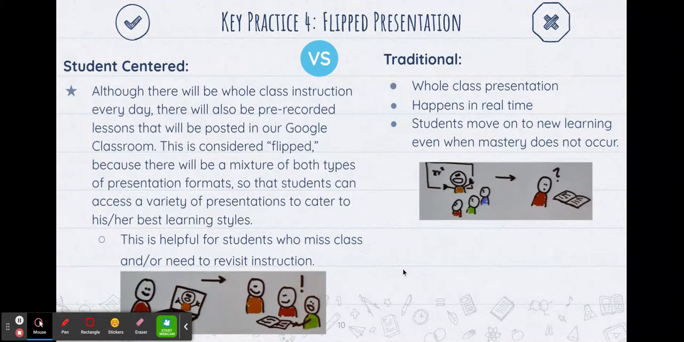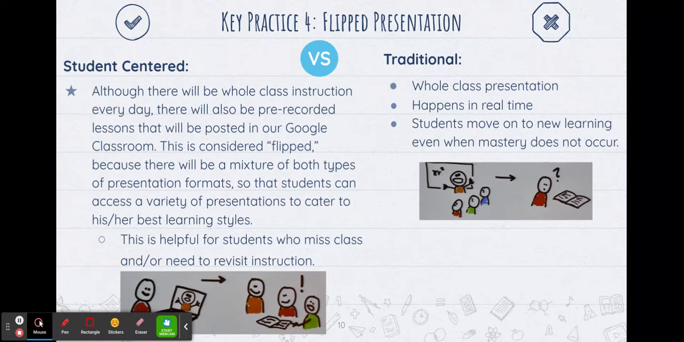For a flipped presentation in a student-centered classroom, we're taking what we learned about NTI and using that within our classroom and in the instructional framework. So there will be whole class instruction for sure every day, but there are also going to be some pre-recorded lessons that will be posted in the Google Classroom.